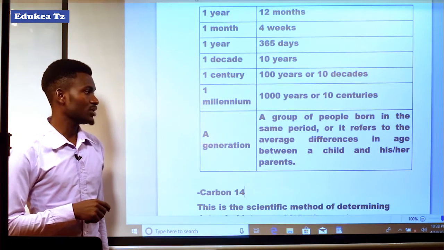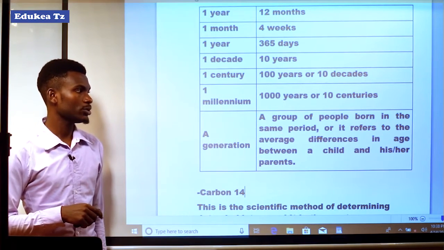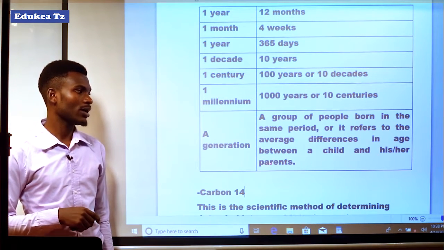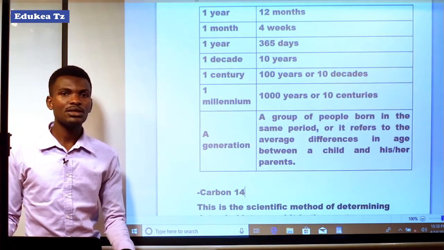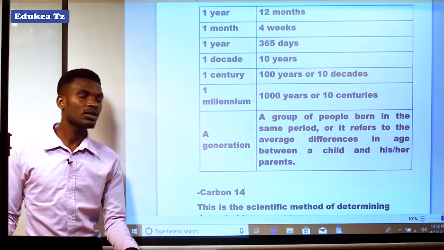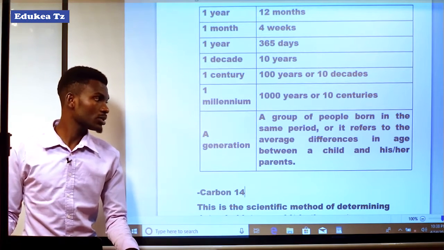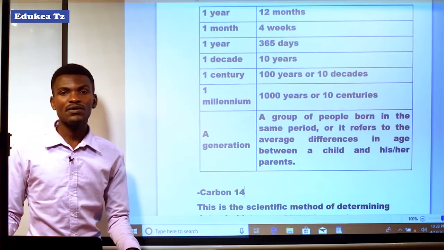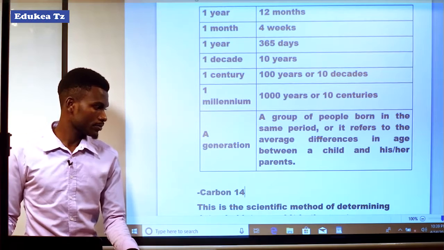And there is a generation. A generation is a group of people born in the same period, or it refers to the average difference in age between a child and his or her parents. It means a generation is the average difference in age between the parents and their children.